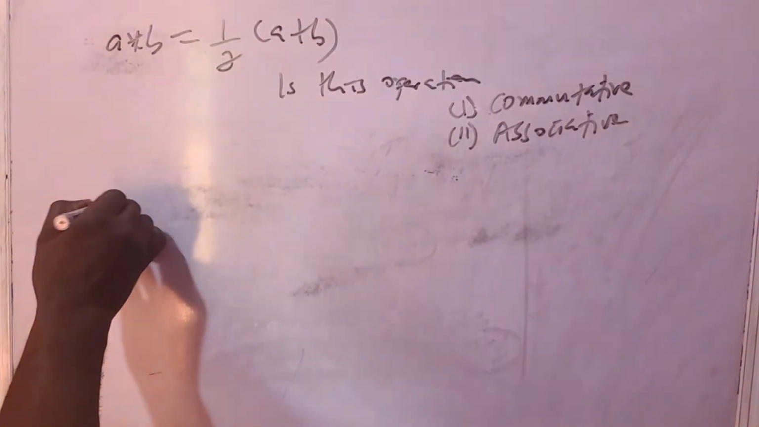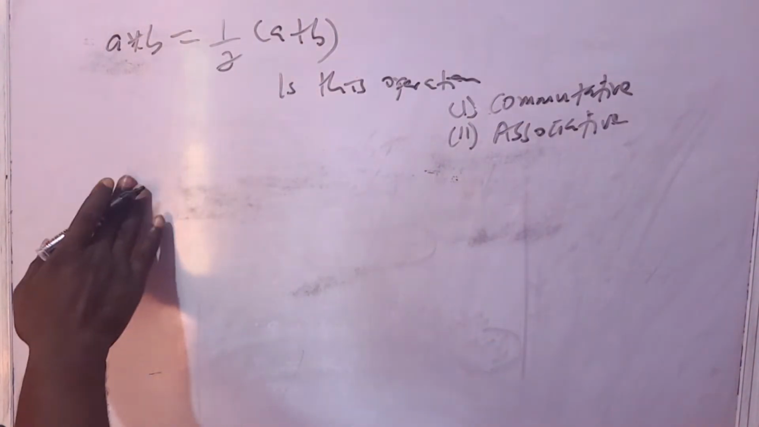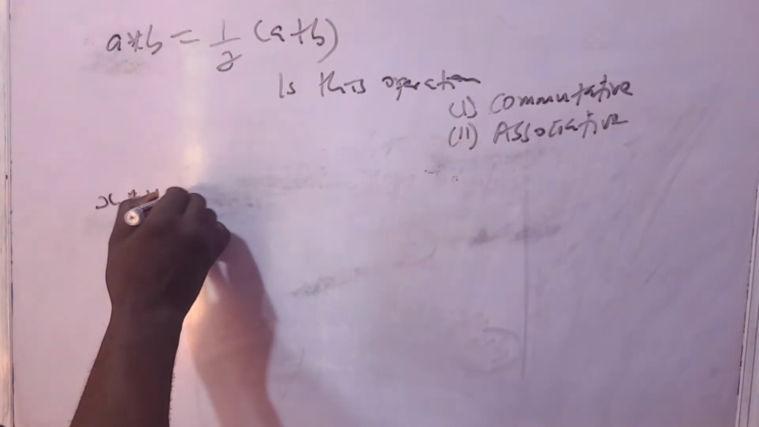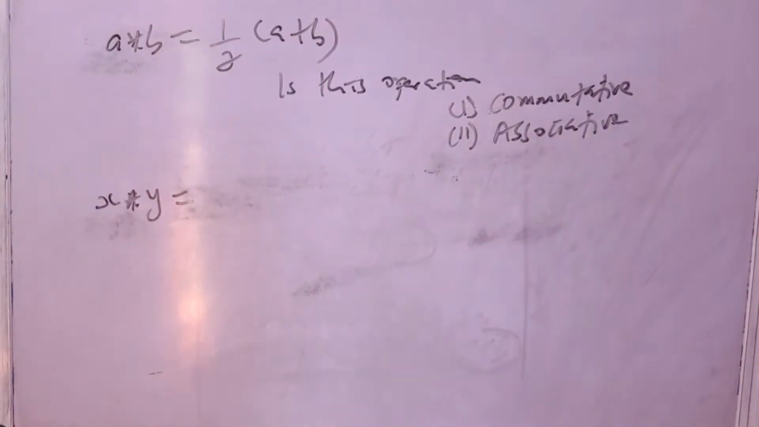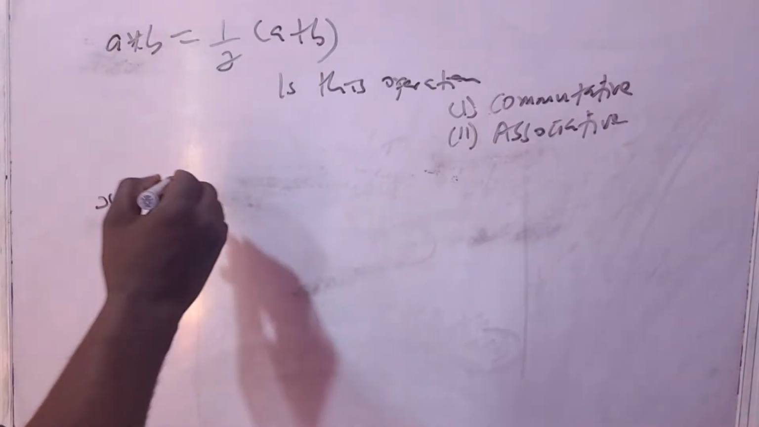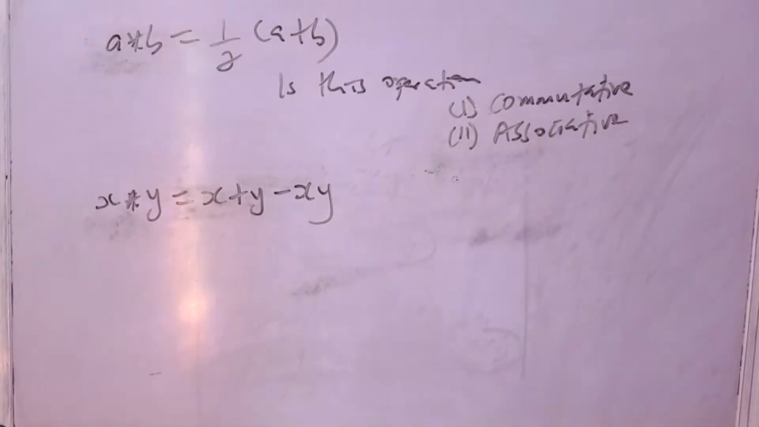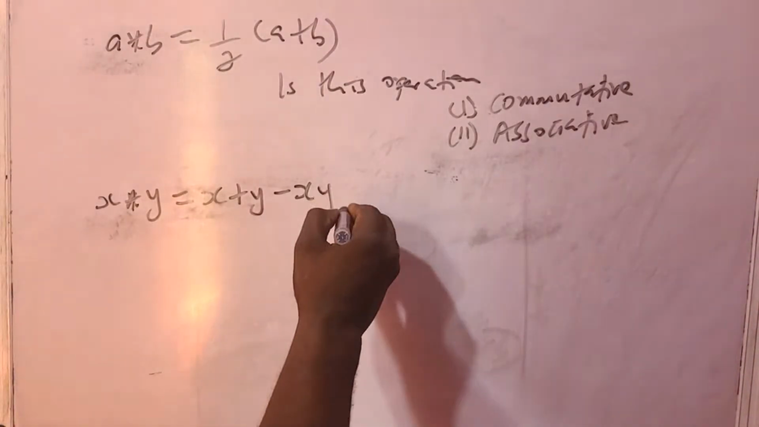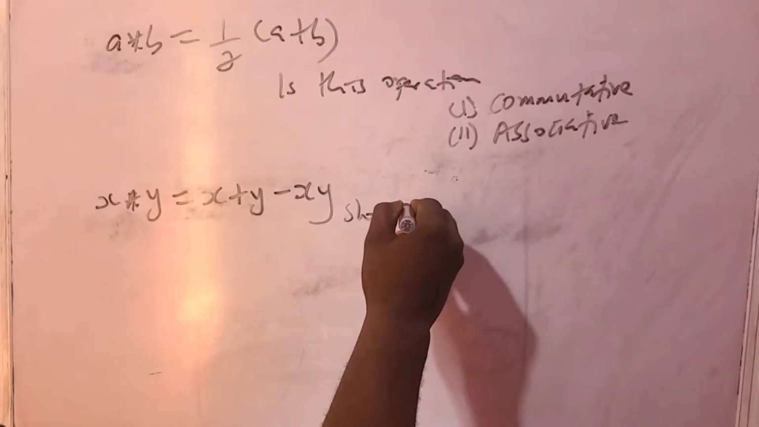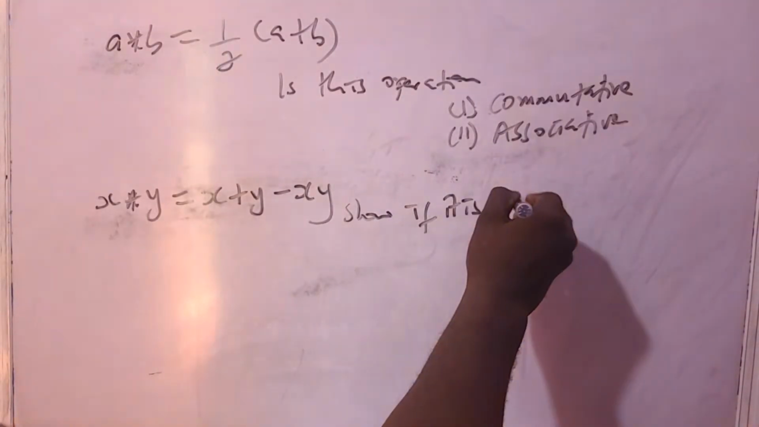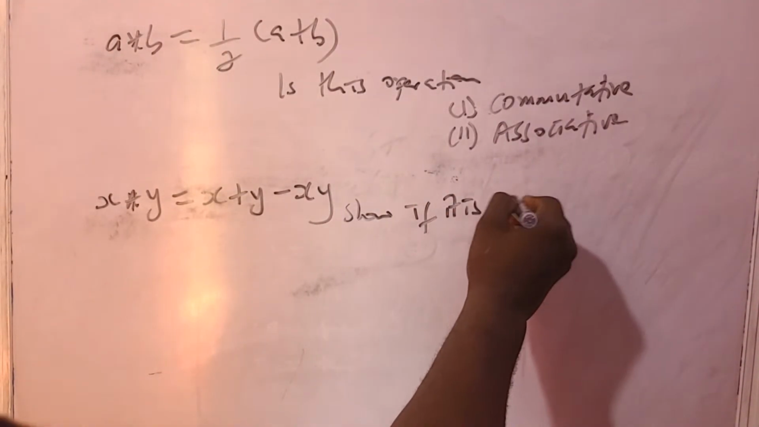I would be dropping another one side by side. So the same thing, I want you to show if it is commutative or associative.